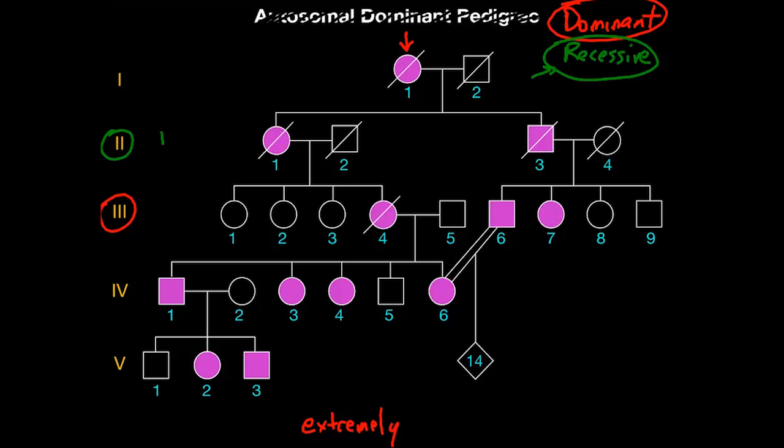Under the situation where it's, quote, extremely rare, you can assume, unless the evidence shows otherwise, that someone marrying into the family from the outside is not a carrier of the disease allele. Okay? Sometimes that'll be stated explicitly, other times it won't be, and sometimes it's all you have to go on. So let's see why that fixes our problem here.